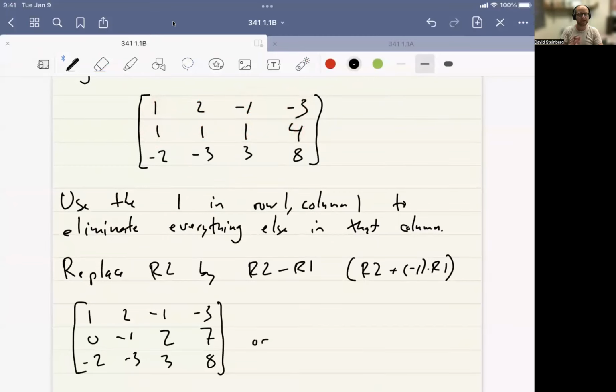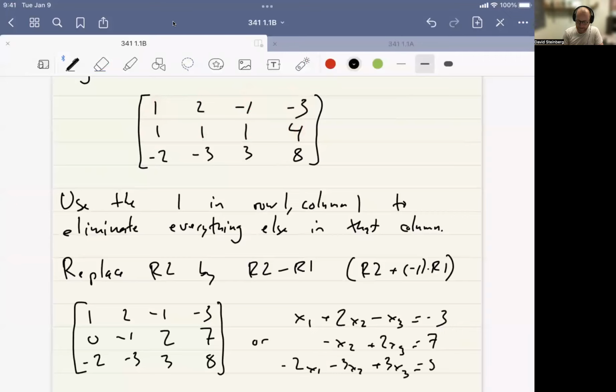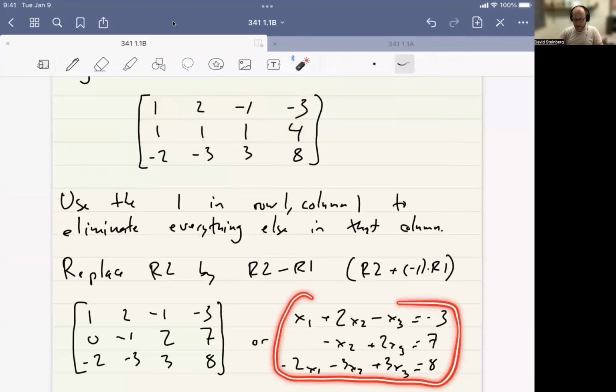Okay, and just to make sure we're all on the same page as to what's happened with our linear system, we can understand this as a linear system always. This is just the linear system x1 plus 2x2 minus x3 is equal to -3. We've got no x1, so we've just got minus x2 plus 2x3 is 7. And then -2x1 minus 3x2 plus 3x3 is equal to 8. And since we've used only our elementary row operations, we know that this linear system has the same solution set as the one we started with.